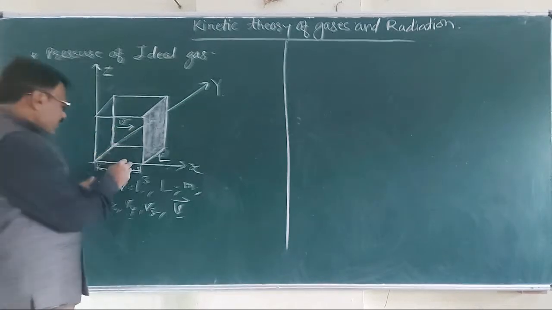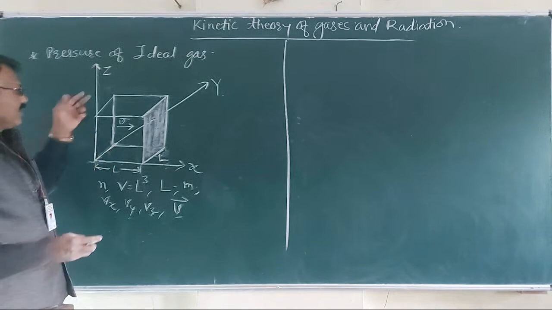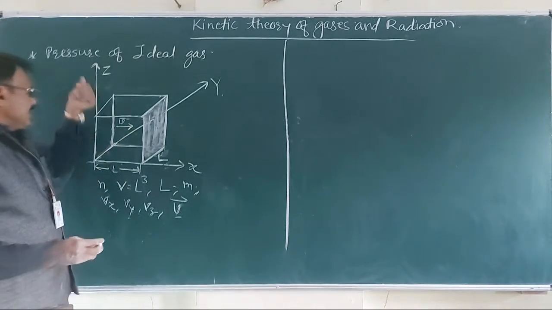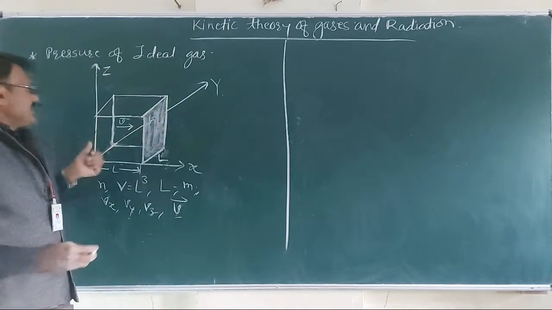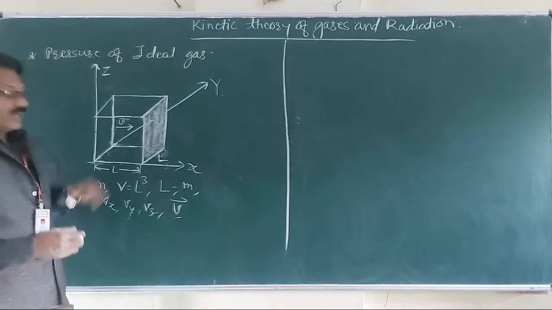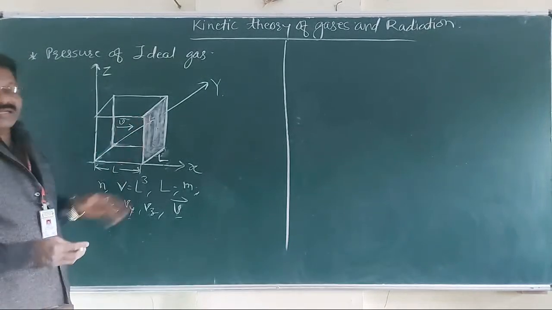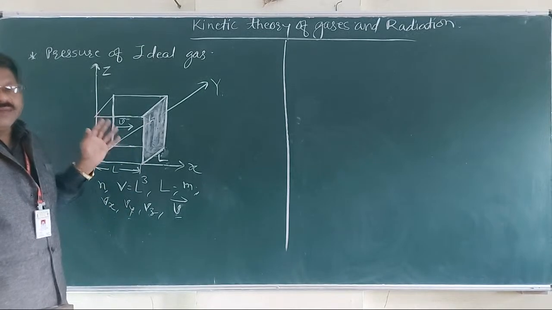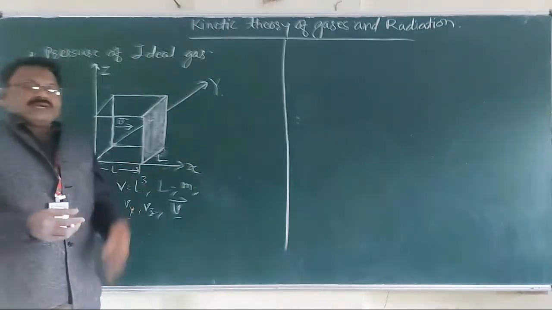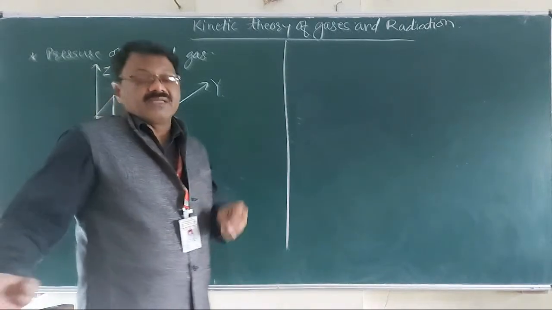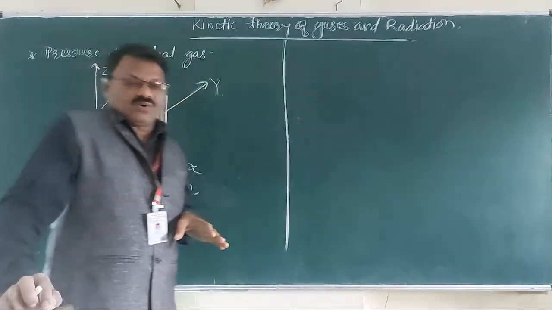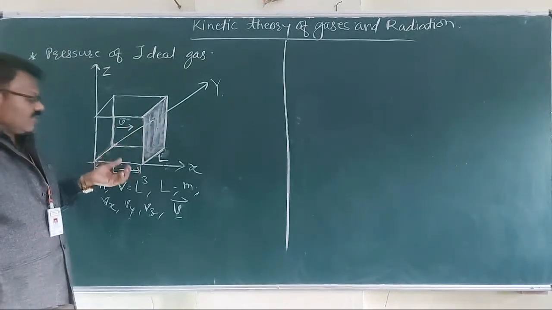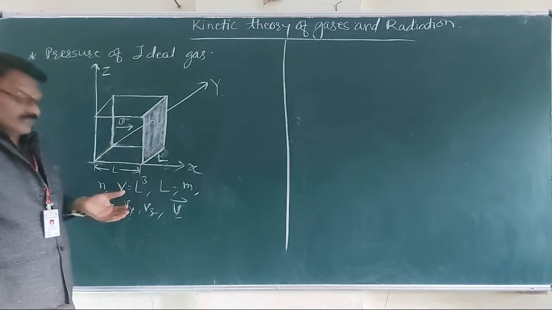Actually, the sides of this cube are along the x axis, y axis, and z axis. Also, the temperature of these faces or sides is kept constant, because we know that as we increase or decrease the temperature, the speed of gas molecules increases or decreases. That's why the temperature of this cubical box is kept constant, or the temperature of the faces is constant.